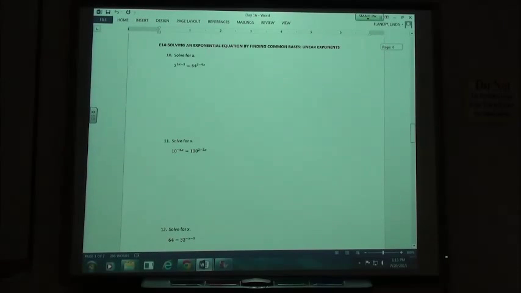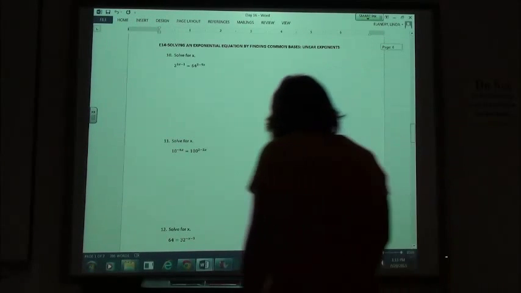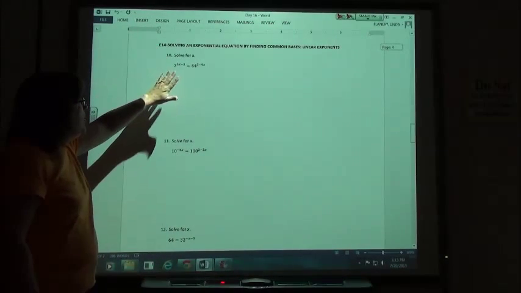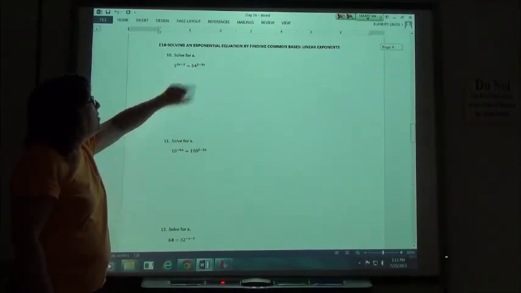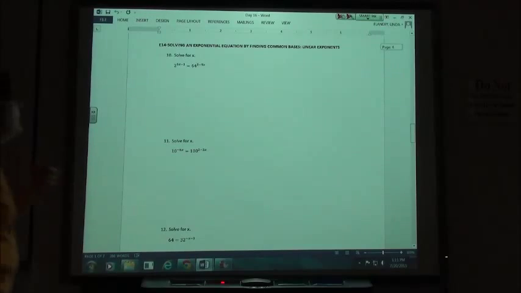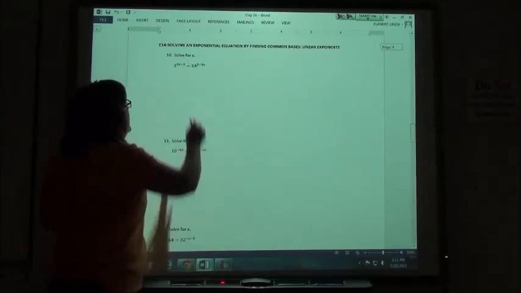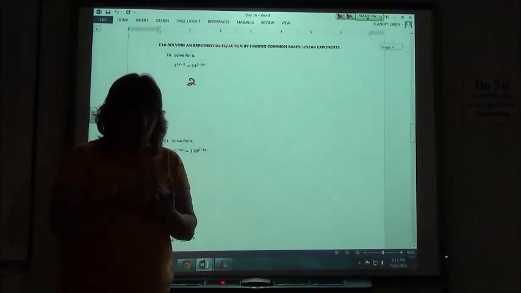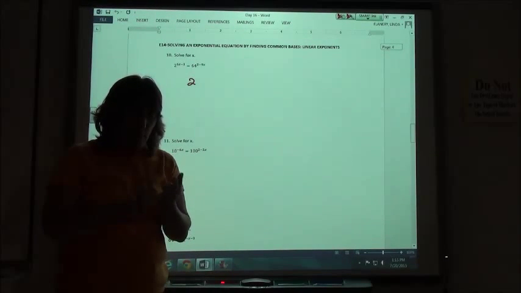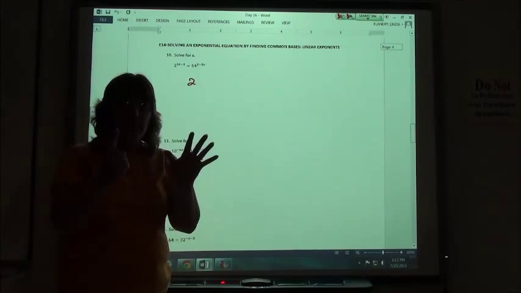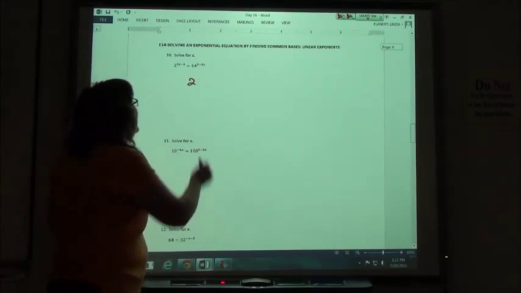10, 11, and 12, we are now going to solve some exponential equations by finding a common base. What we want to do, first of all, is try to rewrite these with the exact same base. Sometimes you only have to change one, sometimes you have to change both of your bases. But in this case, I can rewrite 64 as 2 to a power. 2 times 2 is 4, 4 times 2 is 8, 8 times 2 is 16, 16 times 2 is 32, 32 times 2 is 64, so I need 2 to the 6th power.